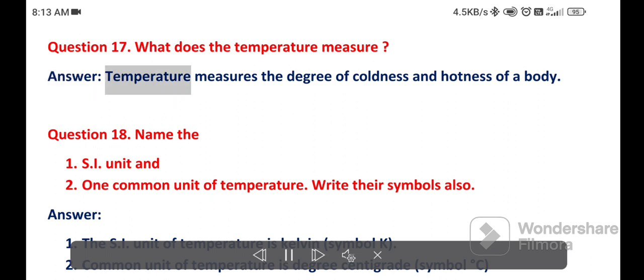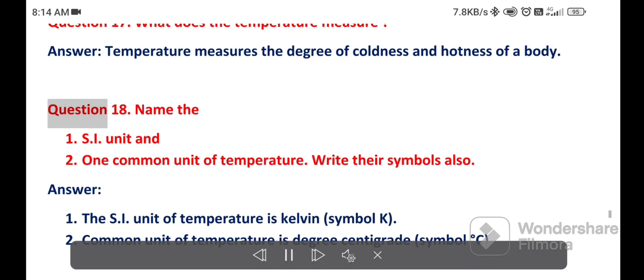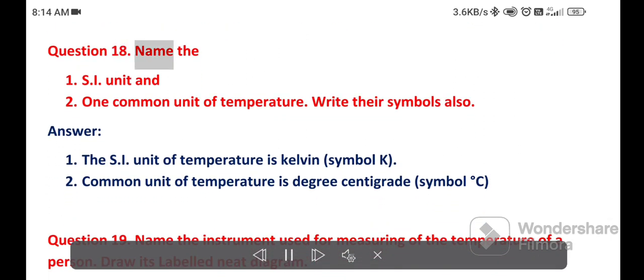Question 17. What does the temperature measure? Answer. Temperature measures the degree of coldness and hotness of a body. Question 18. Name the SI unit and one common unit of temperature. Write their symbols also.